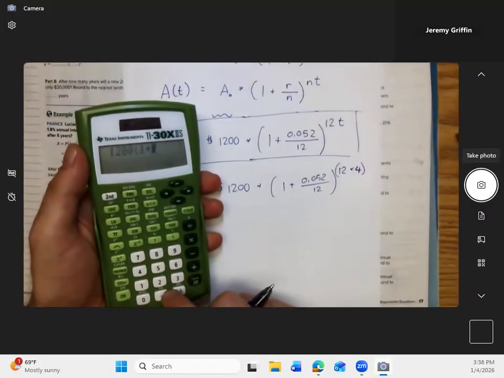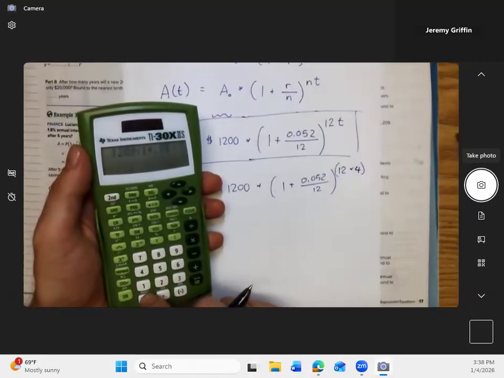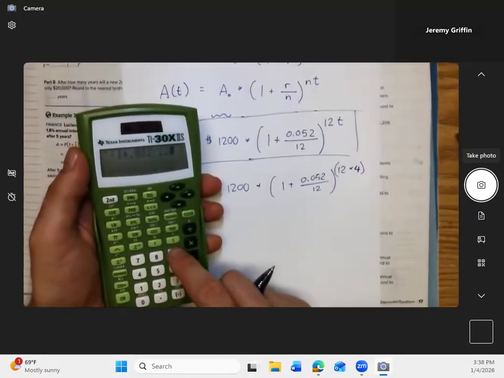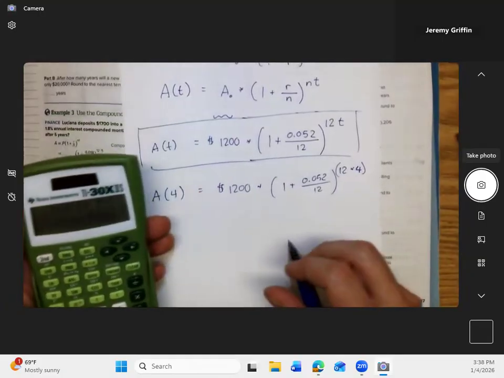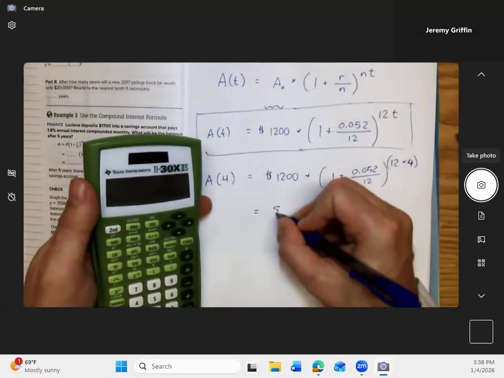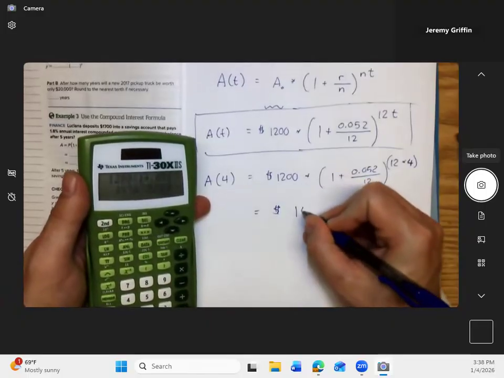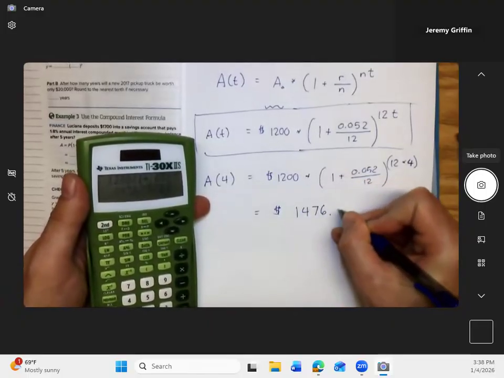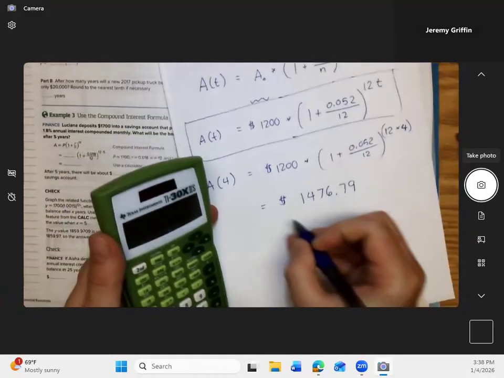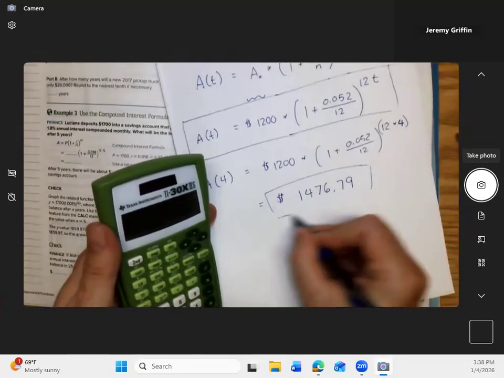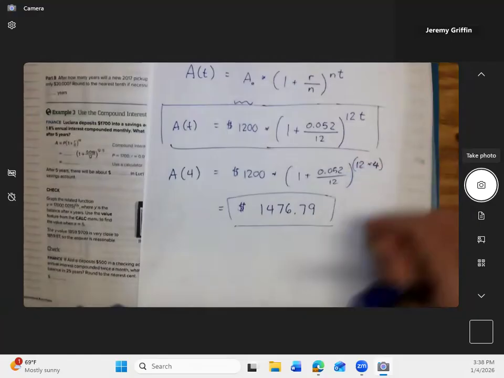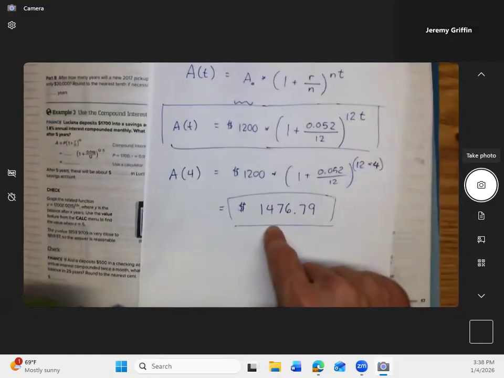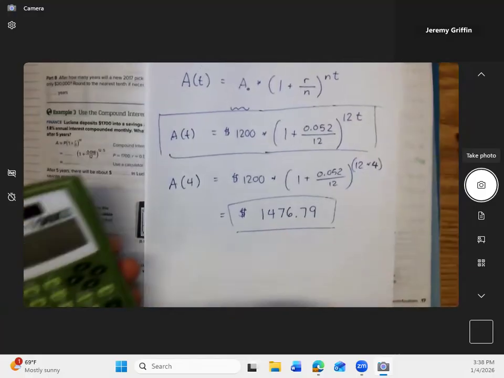1,200 times 1 plus 0.052 over 12, all raised to the 12 times 4, which is 48. Okay, I'm looking at $1,476.79. Cha-ching. All right, pretty good. Now you might say, okay, let's earn 270-something dollars just from interest. That's pretty good, right?